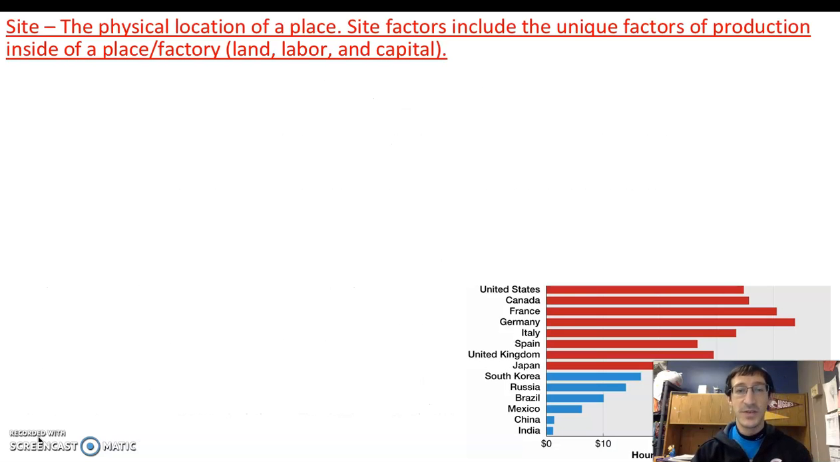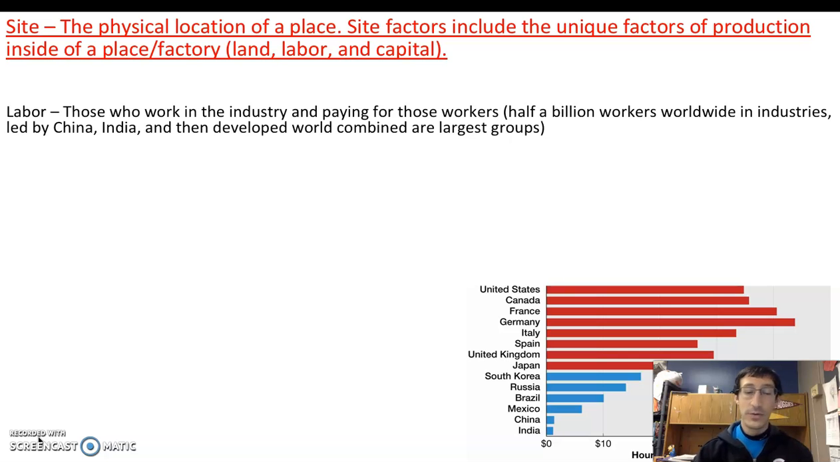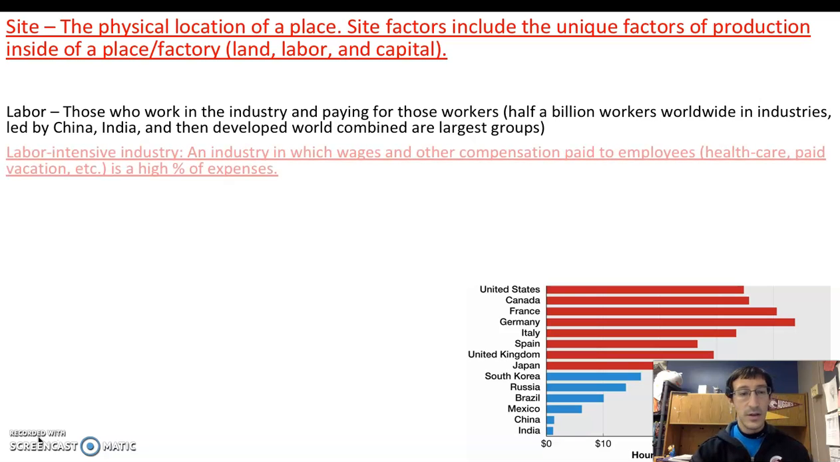As the definition was just described, site factors are the physical location of a place, including the unique factors of production inside of a place or factory. That results in land, labor, and capital, which we will define very shortly. Labor are those who work in the industry and are paid for their work. About 500 million people work worldwide in some sort of manufacturing labor, about 1/14 of the world's population working in the secondary industry. That's led predominantly nowadays by China and India, and then all the developed world combined for the largest groups. One thing we have to understand is cost.